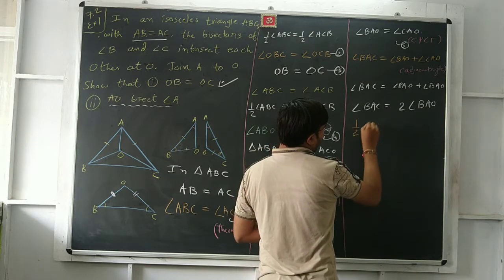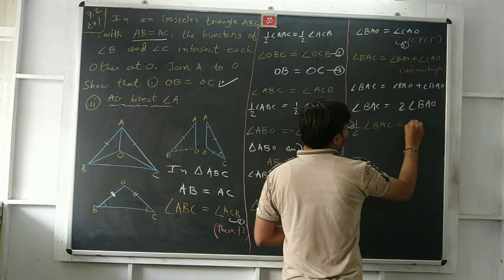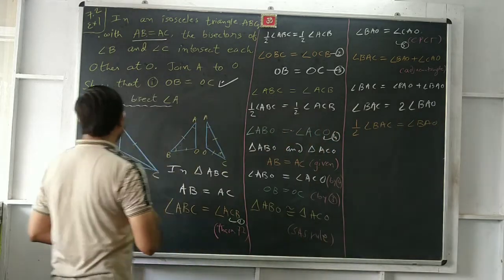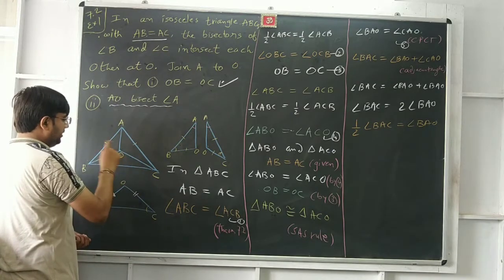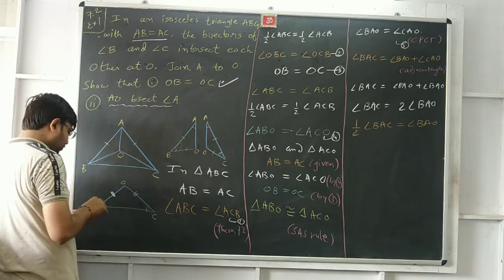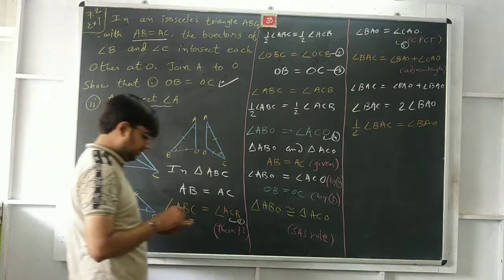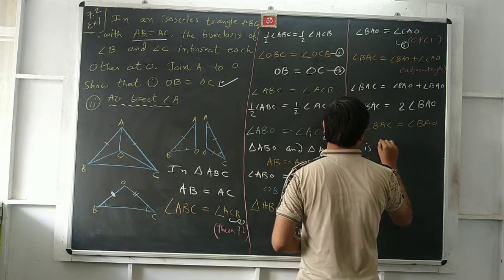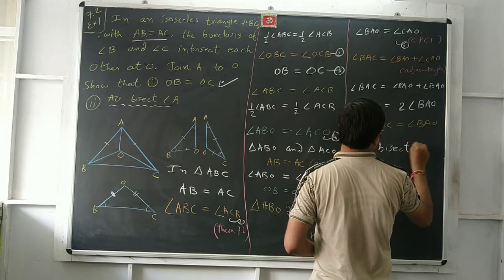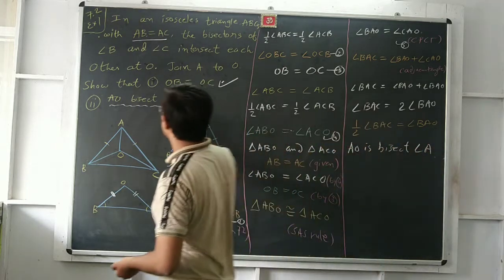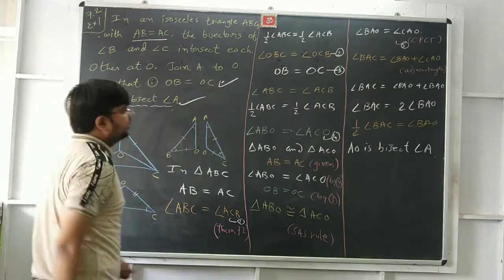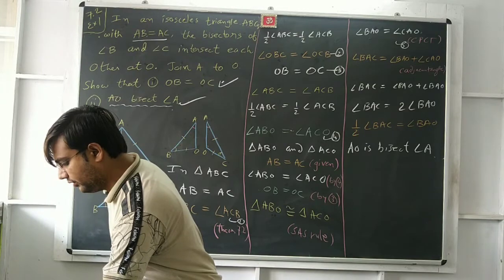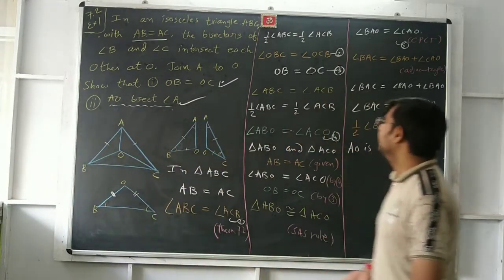Then 1 by 2 is here. So 1 by 2 angle BAC is equal to angle BAO. So BAO is 1 half of angle BAC. BAO is 1 half of this. So I can write that AO bisects angle A. The solution is complete. Okay? See carefully and write down in your notebooks.